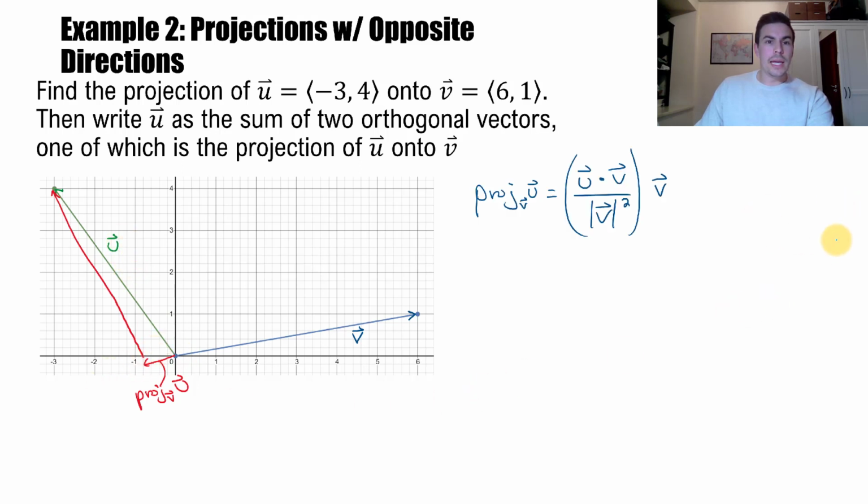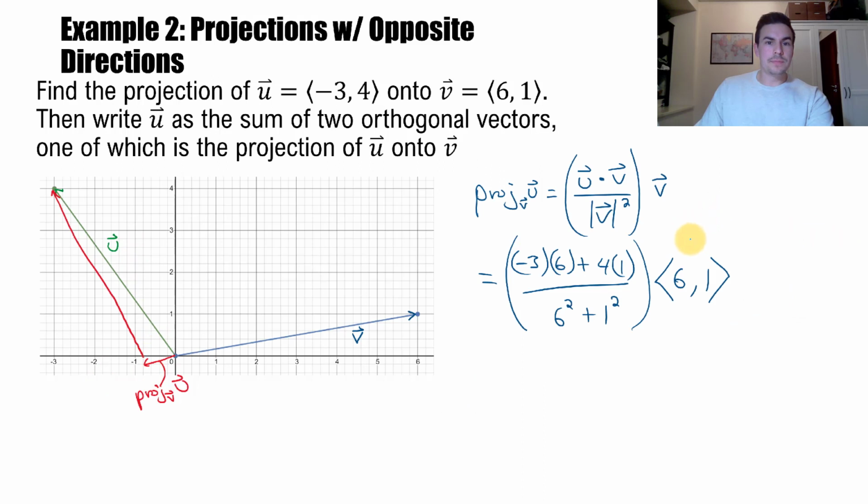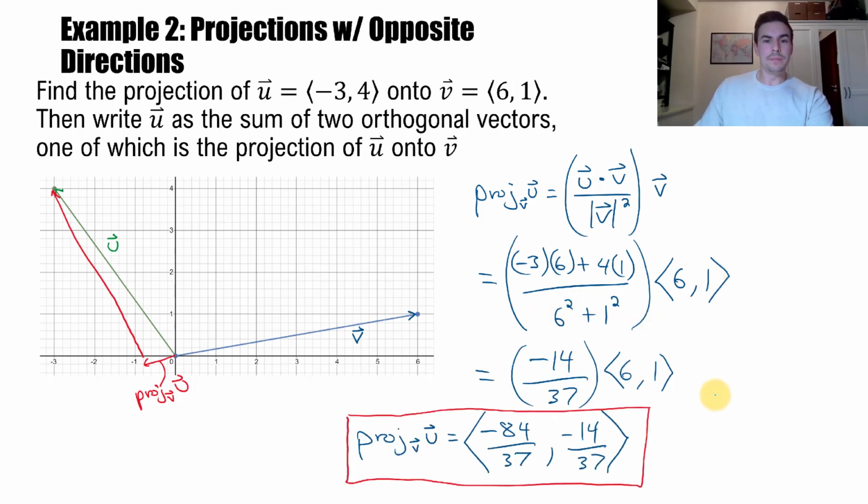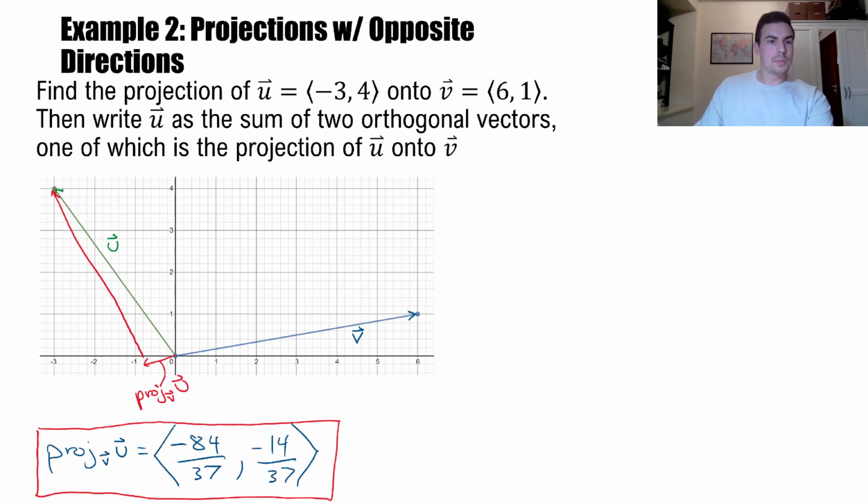And then we can go ahead, again, we're just going to plug this into our equation. Okay, so we'll have negative 3 times 6 plus 4 times 1 all over 6 squared plus 1 squared times our vector v. And when we simplify, the projection of u onto v looks just like this. Okay, so that is the projection of u onto v.